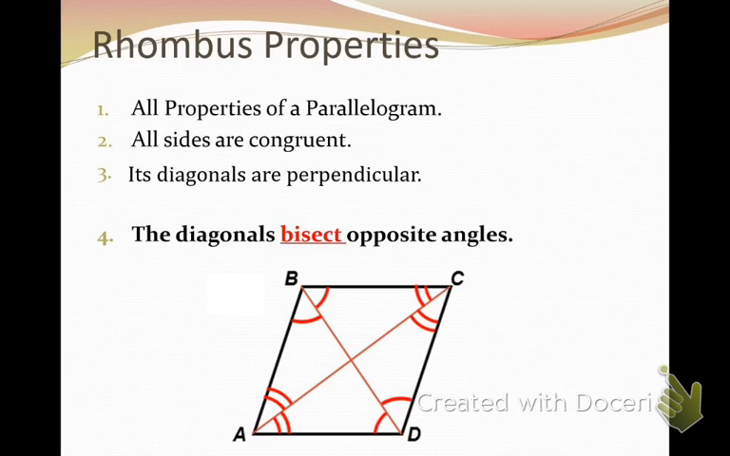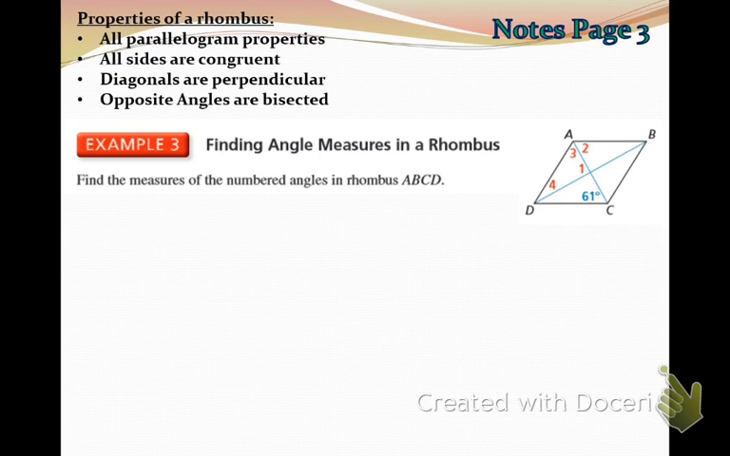Alright, so what we're going to do is this problem at the bottom of the page. We're going to find the measures of the numbered angles in the rhombus ABCD. So what shape do we have? A rhombus. How do we know it's a rhombus? It says in the directions. So you need to make sure you read the directions because it has the properties of a parallelogram and then a couple extra.